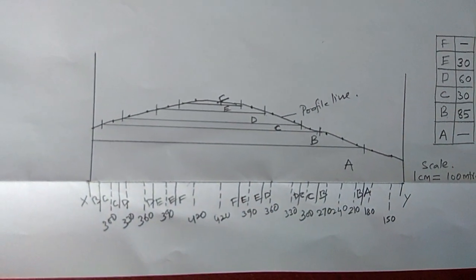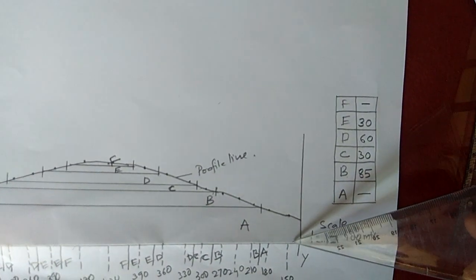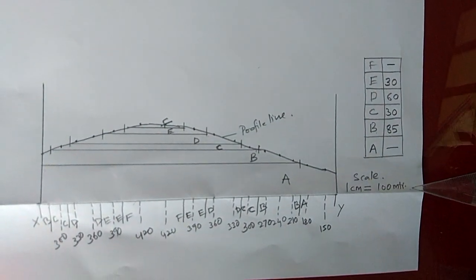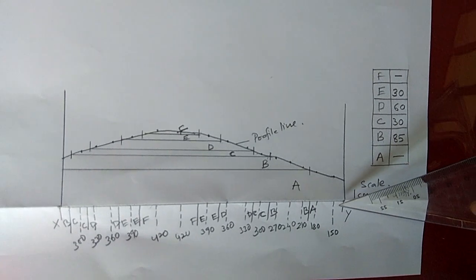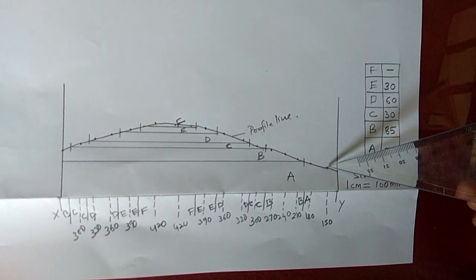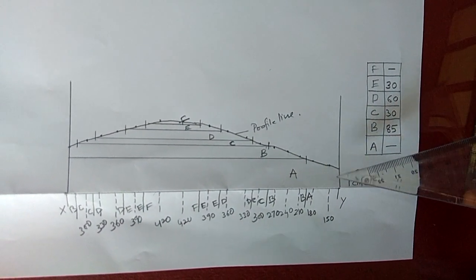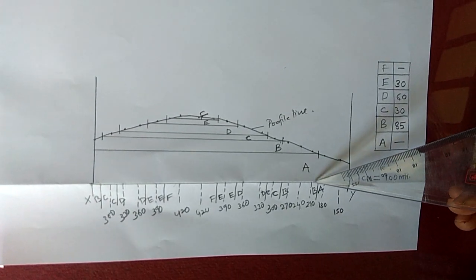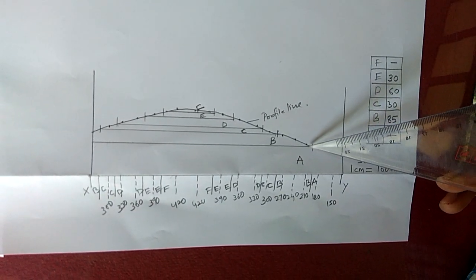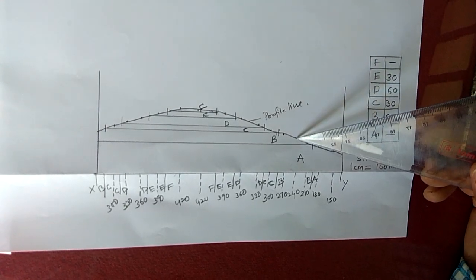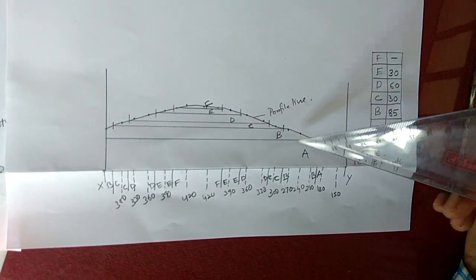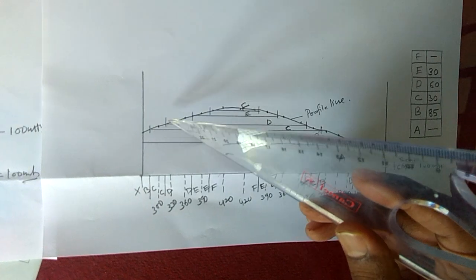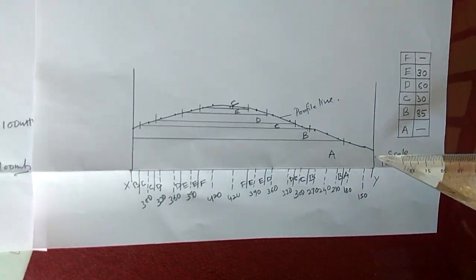Later, what we have done: here is the 150 meter. According to the scale, 1 centimeter is equal to 100 meters. We have taken 1.5 centimeter and put one mark here. 1.8 centimeter here I have taken. 2.1 centimeter here we have taken. 2.4 centimeter here we have taken. In such a way, first of all we have marked all of them on this paper.